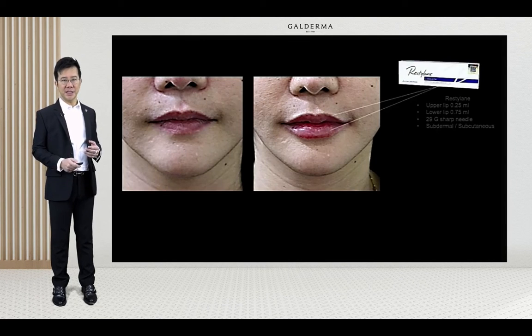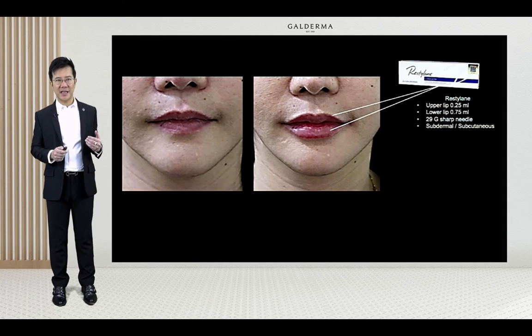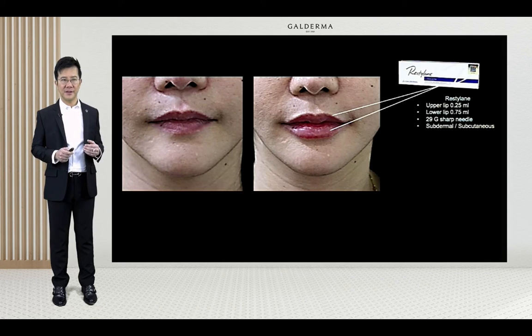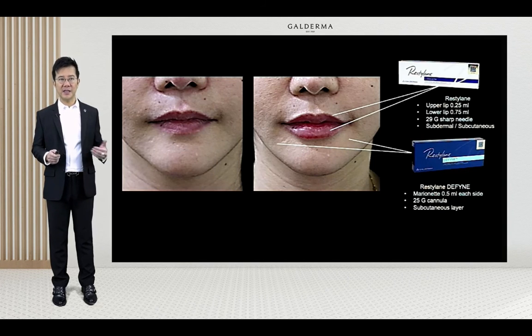The product used in this case, Vaseline, Nasha product for lip definition, 0.25 mm on the upper lips and 0.75 mm on the lower lip. You may notice that I focus more on the lower lip. And Vaseline define OBT with more flexible gel property in a movable area like a marionette area, 0.5 mm subcutaneous layer each side.